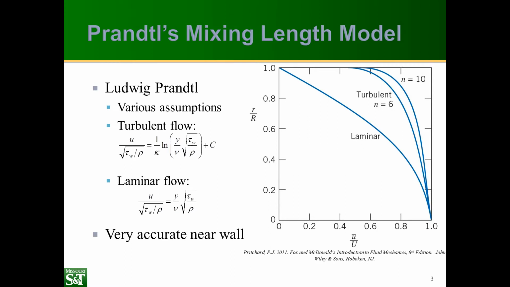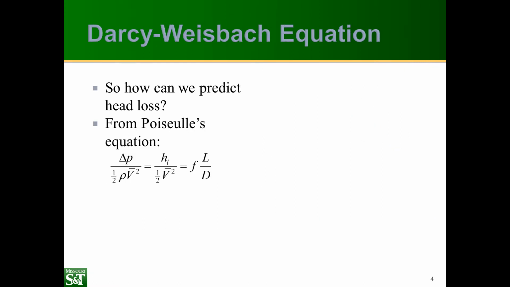So how can we translate this and make it something that's a little bit more useful? We can do that with what we call the Darcy-Weisbach equation. It's how we predict head loss. From Poiseuille's equation, we know that we can relate head loss to the friction factor.